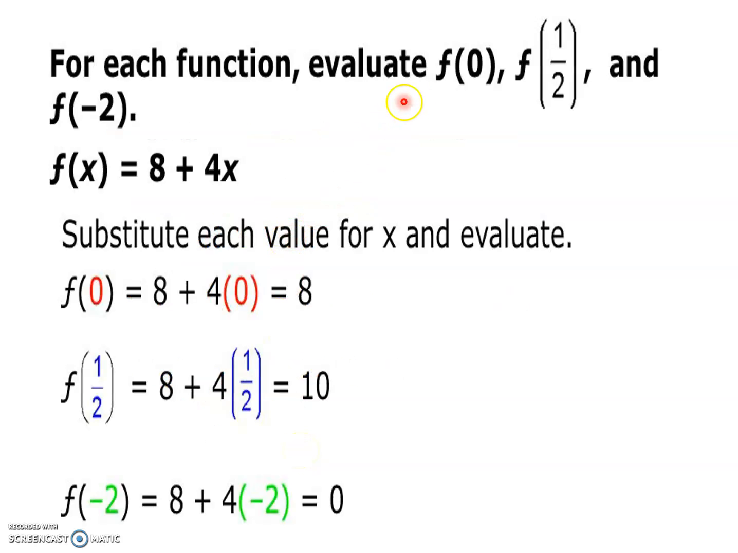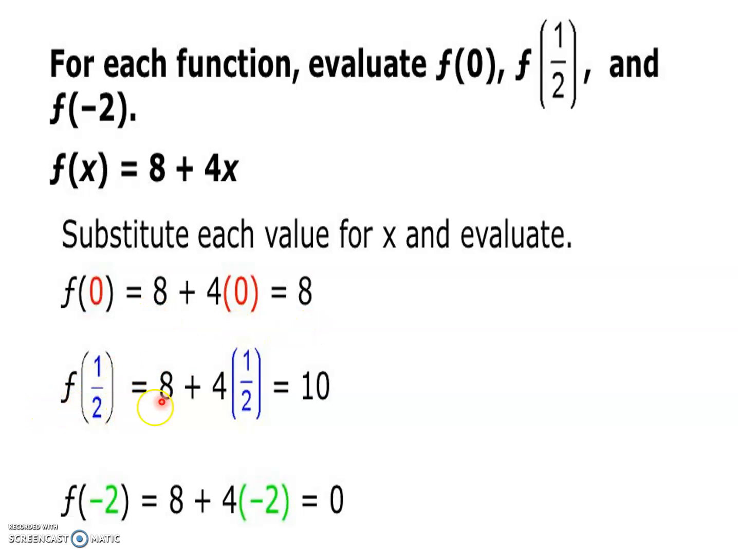For each function, we have to evaluate f of 0, f of 1 upon 2 and f in bracket minus 2. The wordings are different, but we have to calculate the value of the function in all the examples discussed in today's lecture. f of x is equal to 8 plus 4x. Substitute each value for x and evaluate. First value is 0. We have to put 0 instead of x on both the left hand side and right hand side. f of 0 is equal to 8 plus 4 into 0. 4 into 0 is 0. 8 remains the same.